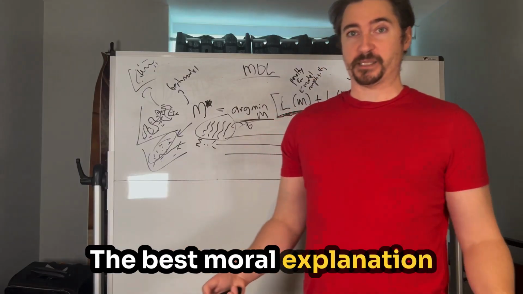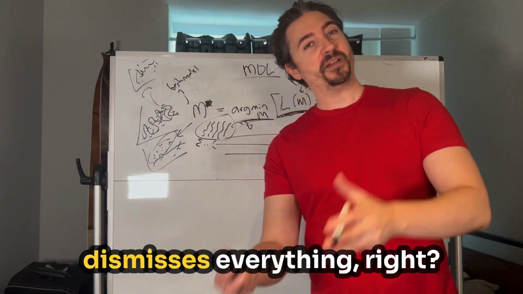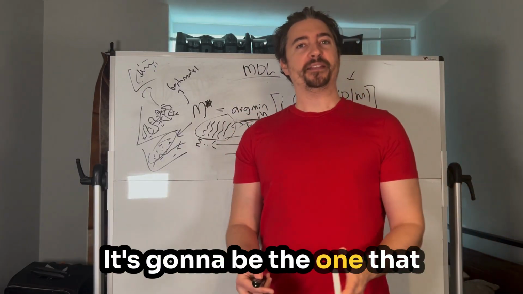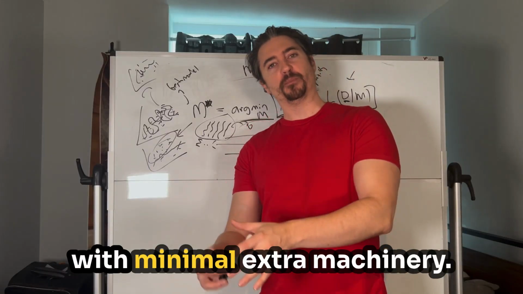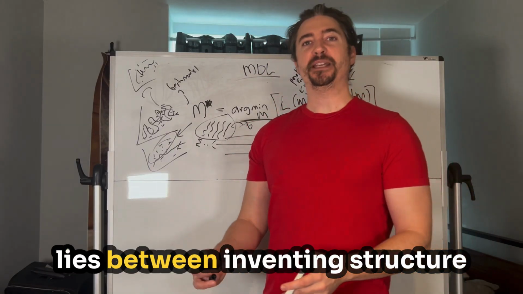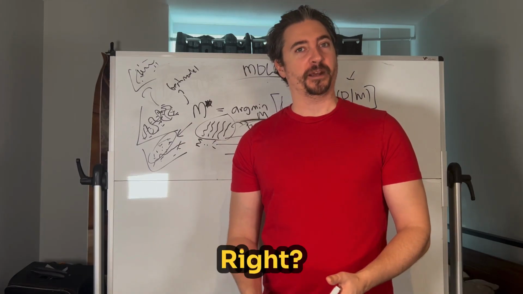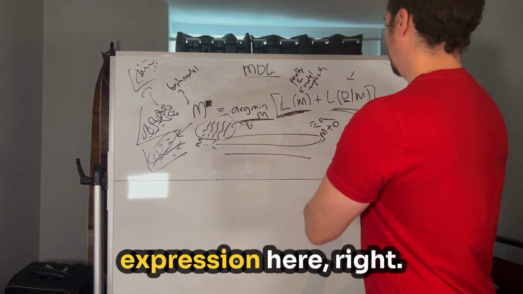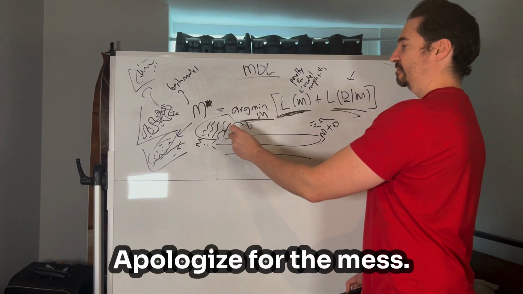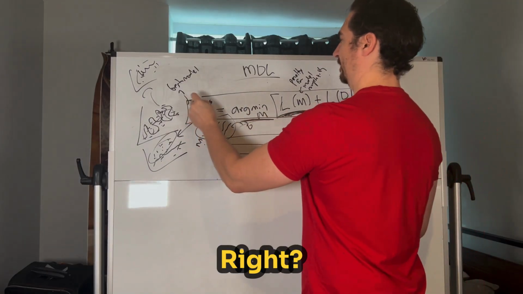The best moral explanation is not the one that excuses everything and not the one that dismisses everything, right? It's going to be the one that captures the invariant structure with minimal extra machinery. So in other words, understanding lies between inventing structure and ignoring it. That's the overfitting, underfitting thing, right? So going back to our expression here, apologize for the mess. This guy here, look at the paper, right?